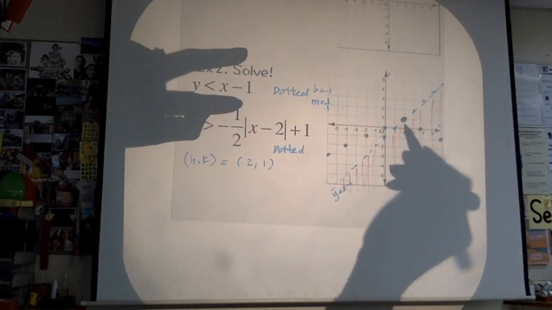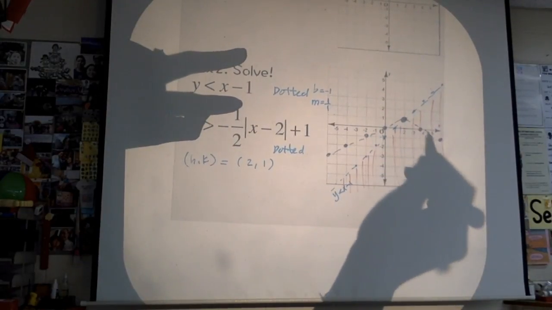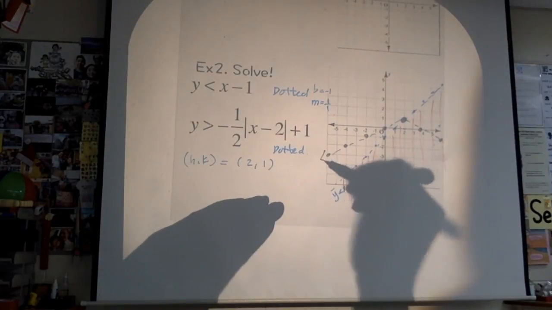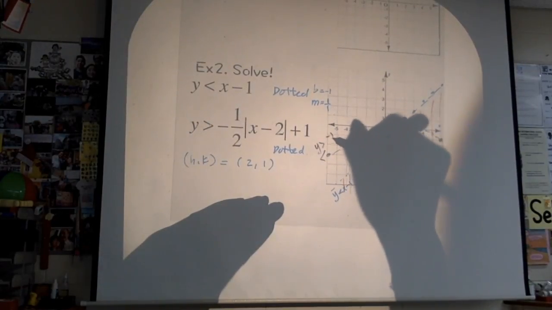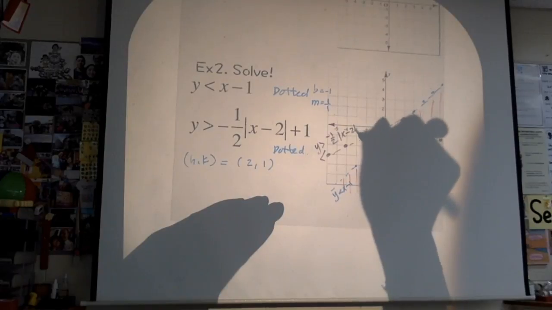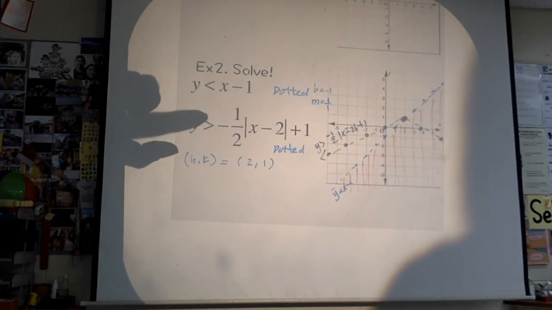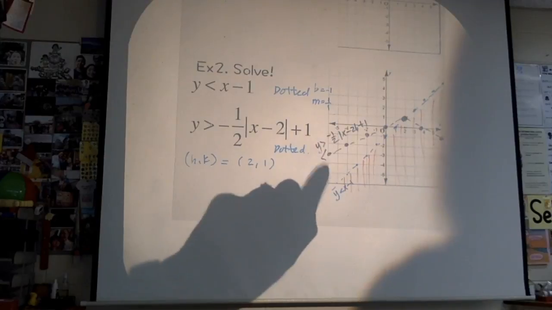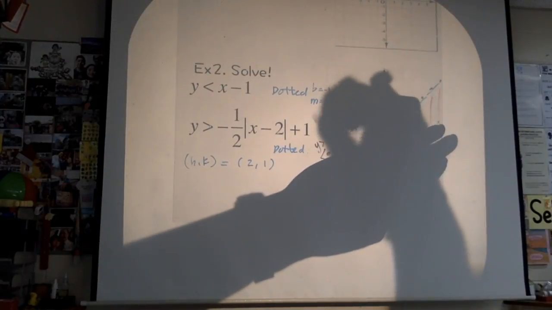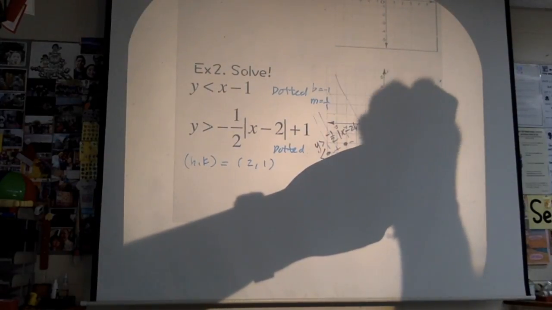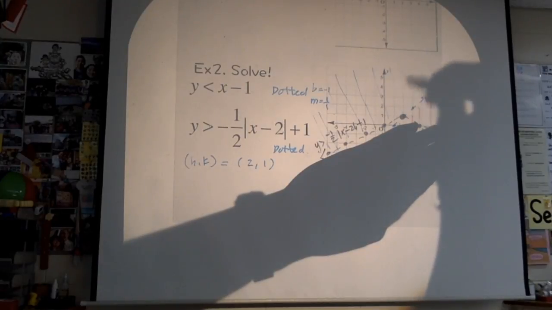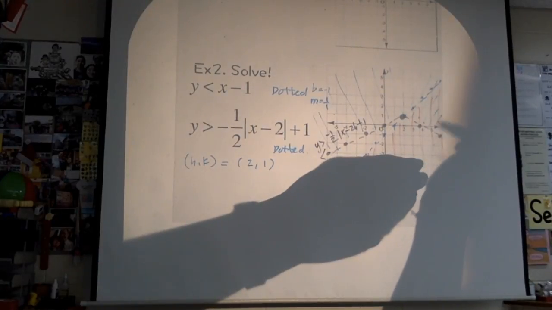And it's dotted. Okay? So we got that. And this one is going to be y is greater than -1/2 times the absolute value of x minus 2, plus 1. Always label. It says here it's everything greater than. That means it's above this one, right? So we're going to shade that in. Everything above it.